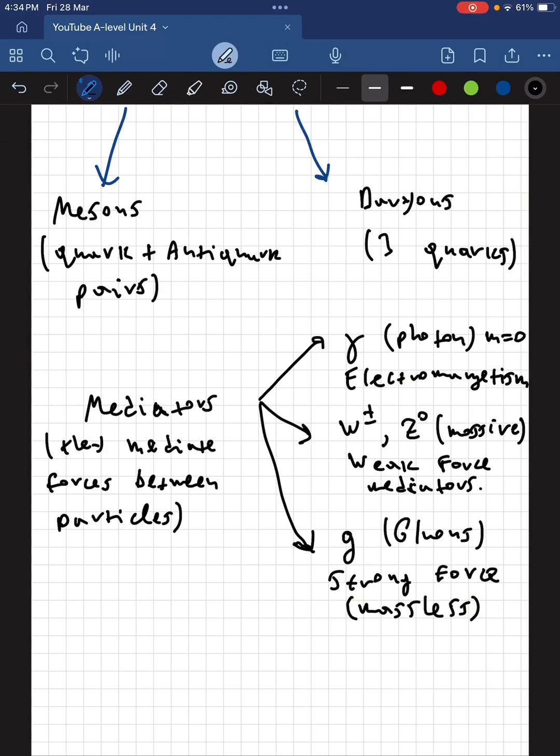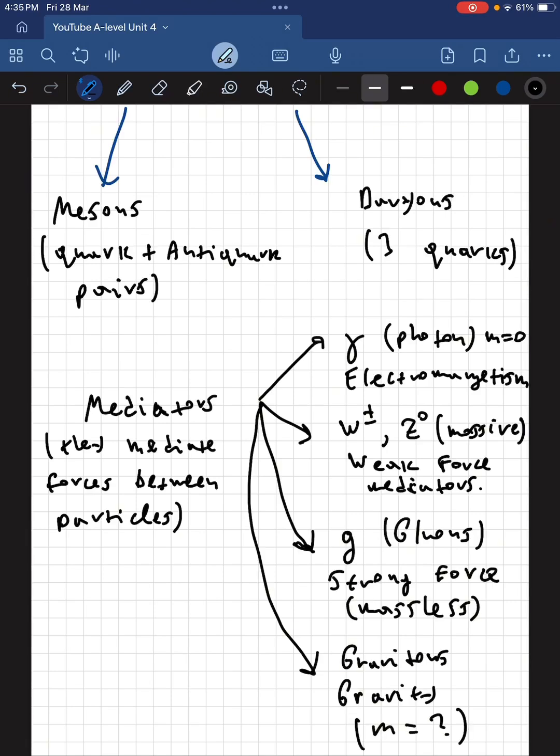And finally, what's the fourth force in the universe? It's kind of like the only one we experience in everyday life. It's gravity, right? So gravitons are the mediators of gravity. They are expected to be massless, but they have never been found and nobody knows what they are and what they look like. But they are expected to be mediators of gravity.